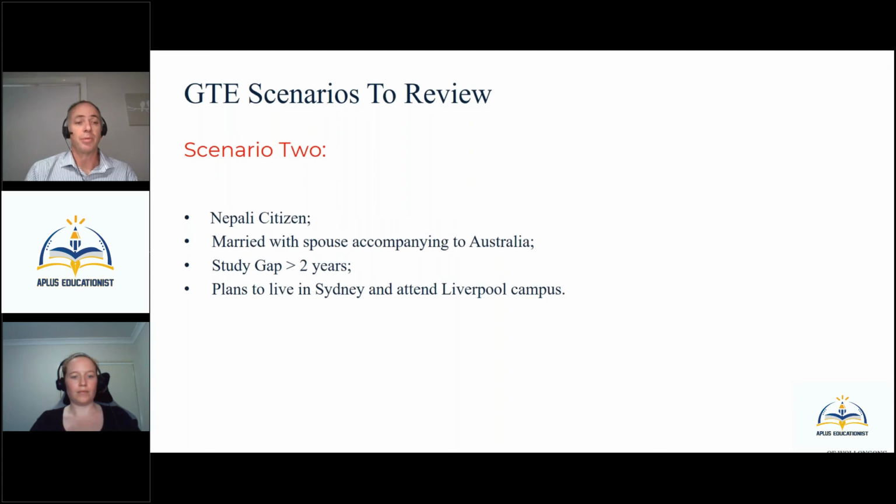The second example here is a Nepalese student married with a spouse accompanying them to Australia. Study gap greater than 2 years, and they were looking to live in Sydney and attend the Liverpool campus. In this example, the student provided a strong SOP that included detailed information on their study gap, and also provided work experience evidence that covered the time of the study gap. The statement of purpose included points around why they're undertaking the masters, linking it to their career history to date, but also providing clarity on how this would help them into the future.